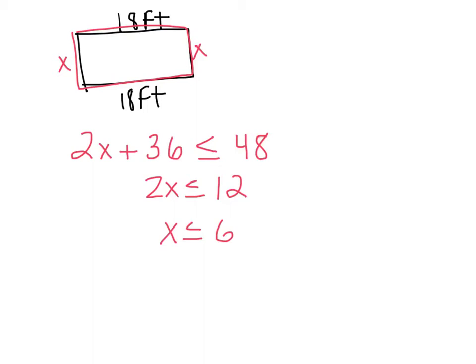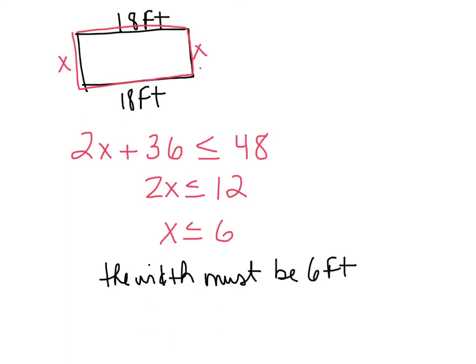And this is the part that you've got to get good at: interpret what your answer means. The question asks, what are the possible widths? Well, the value of x, which is our width, has to be less than or equal to 6. So the width must be 6 feet or less.